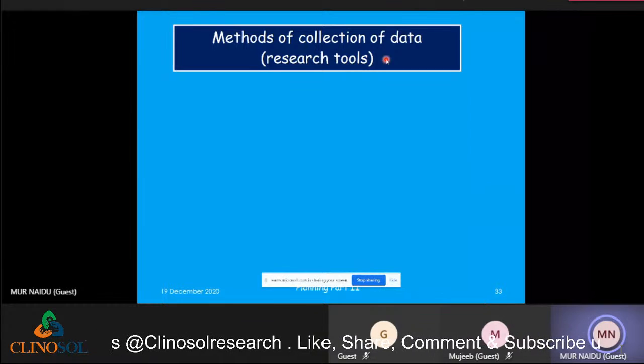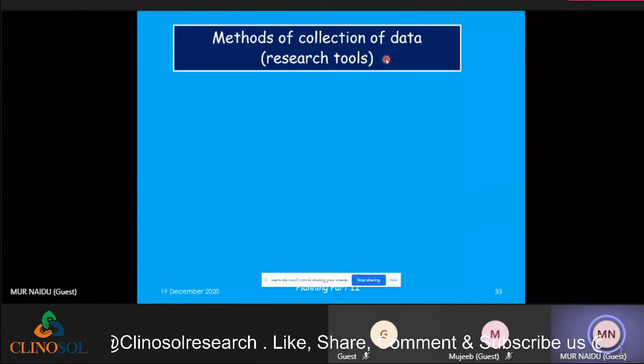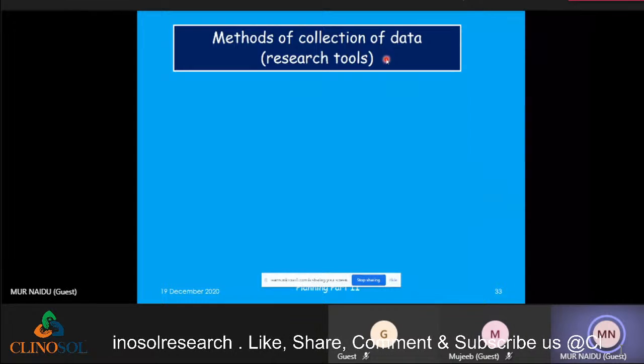Do not use any research tool which is not validated, which is not standardized.